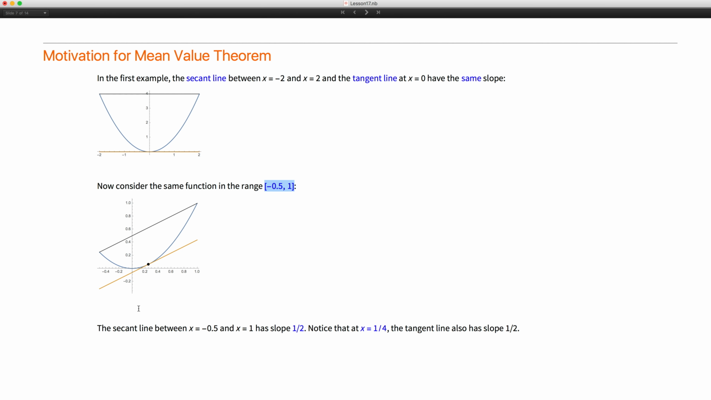And now you notice that the secant line at x equal to negative 0.5 and x equal to 1, the line joining those 2 points, has slope 1/2. You can calculate that. And the same thing happens at x equal to a quarter, namely the tangent line at that point has a slope of 1/2. So the mean value theorem is just a modification, a more general version of Rolle's theorem.